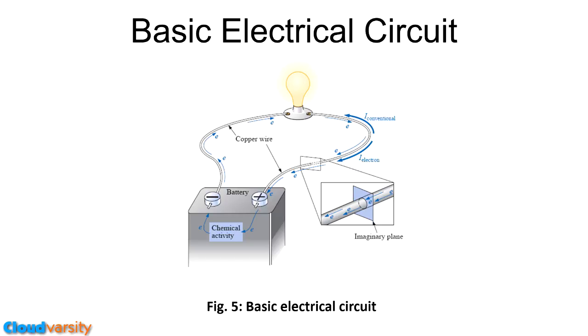But traditionally we take current as opposite to the direction of flow of electrons. So current flow is opposite to the direction of flow of electrons. The direction in which electrons move, current moves exactly in the opposite direction. Okay. So conventionally this is how it is taken.